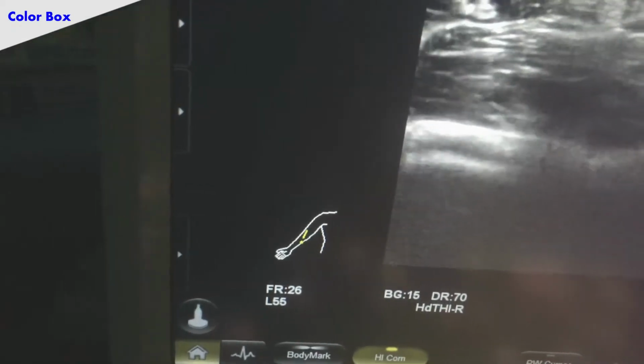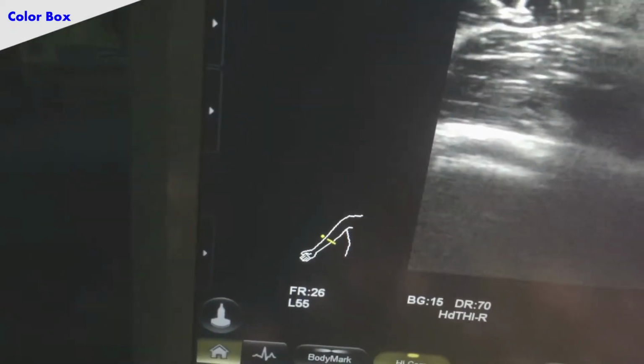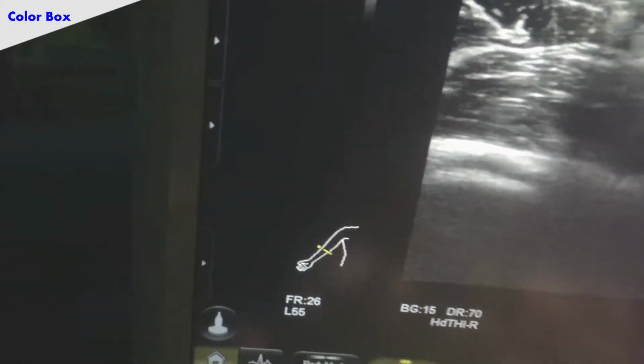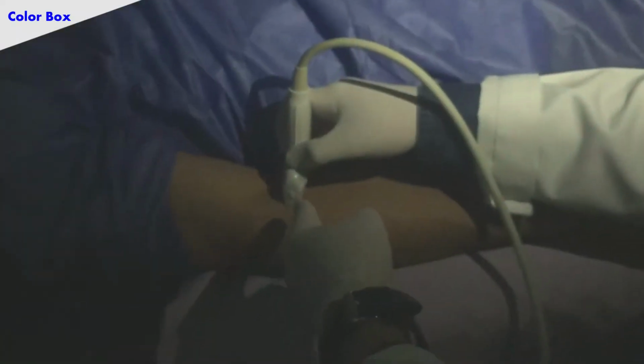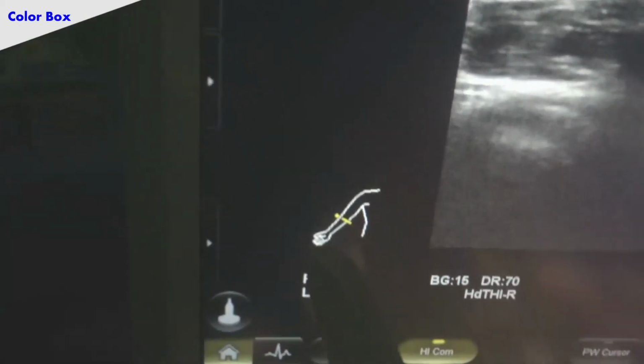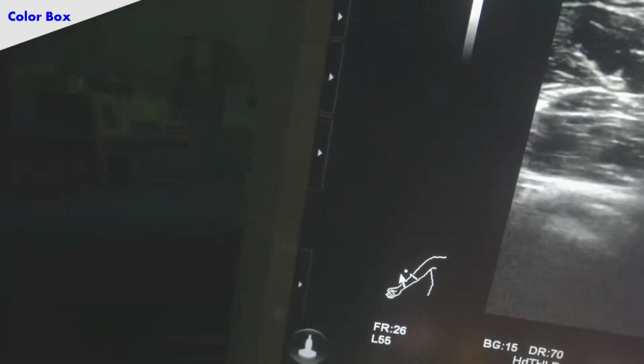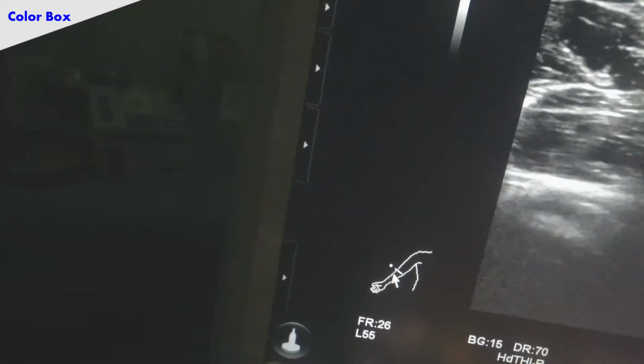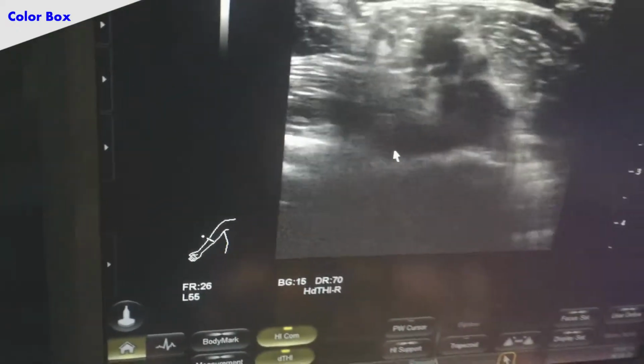The probe is moving. I am transverse, like my hand here, transverse and perpendicular. Okay, this is transverse. Look at this. This dot is the knob, and this is the probe, and this is the image of that area.